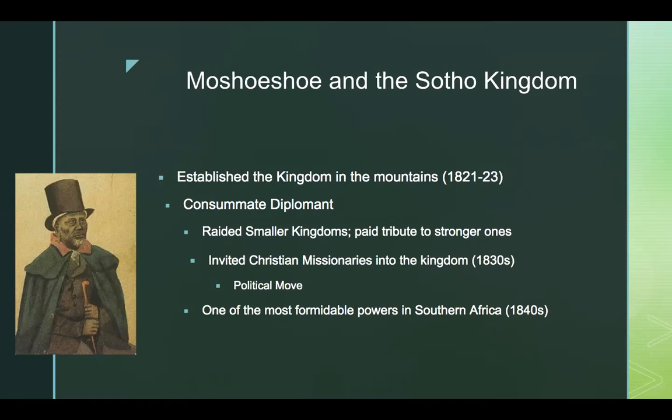So he went from notorious cattle raider just before the Mfecane, to fleeing the Mfecane and setting up his own kingdom in what is modern day Lesotho. And Lesotho is named for the Basotho kingdom, which was led by Mshweshwe here. By the 1830s and 40s, he was able to become one of the most formidable African powers in Southern Africa. So that's a little bit about Mshweshwe.